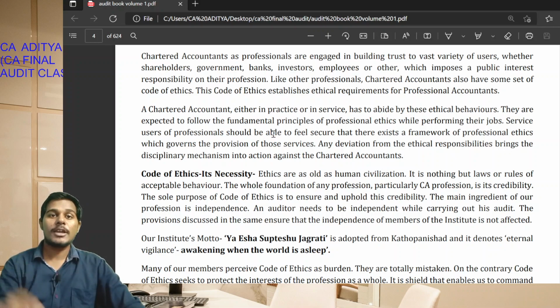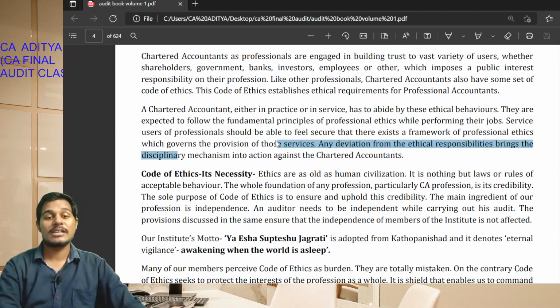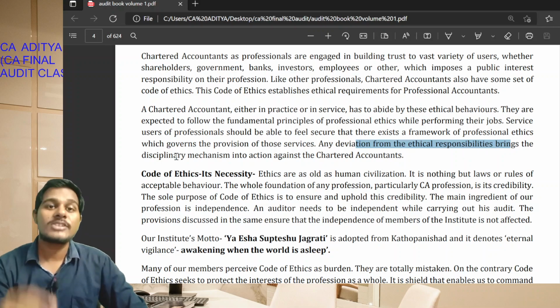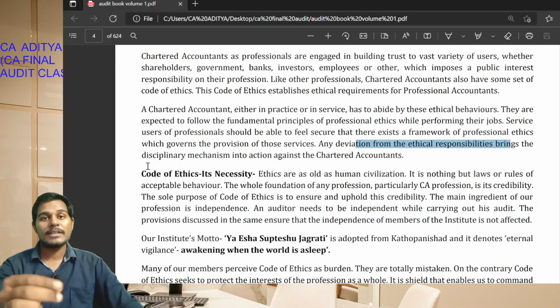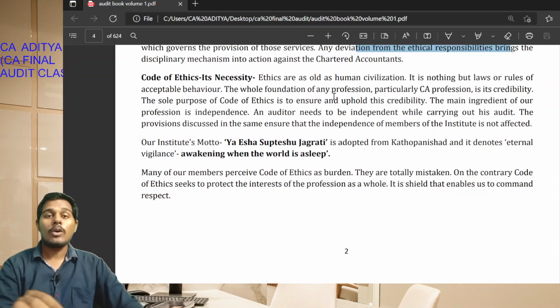Service users of the profession should be able to feel secure that a framework of professional ethics exists governing the provision of the services. They will feel secure only when the professional ethics are followed. Any deviation from the ethical responsibility brings disciplinary action against the chartered accountant. When the ethical requirements are not followed, disciplinary action will be taken upon him. Okay students, code of ethics are as old as human civilization.